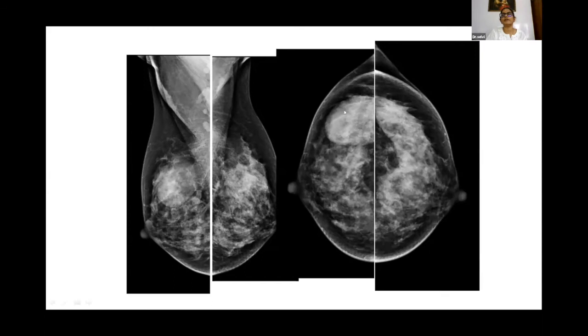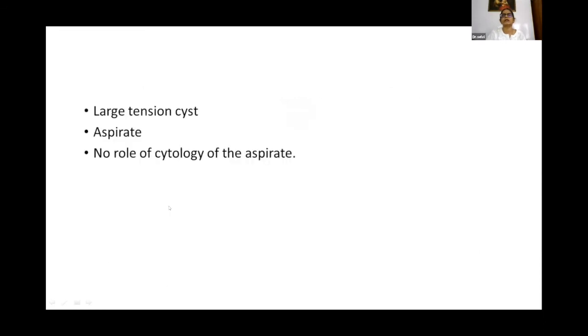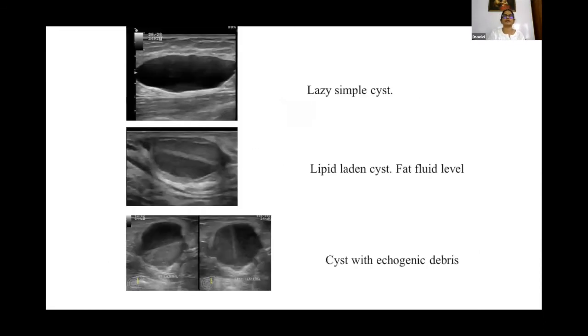And so if you have a large cyst, with suddenly a lot of fluid filling up, for example, you can have a Bartholin cyst with fluid filling up very suddenly. So something like that, the equivalent of that in the breast. So suddenly there is fluid filling up and that produces a large mass, and she wakes up one day with a big tender mass. That's a tension cyst, which looks like this. It's a clear cyst, and this just needs aspiration. There is no role for cytology of this aspirate.